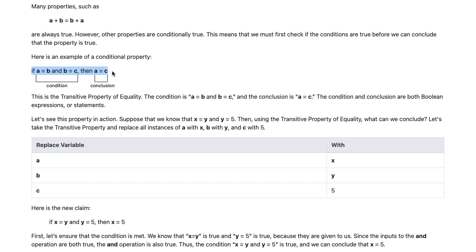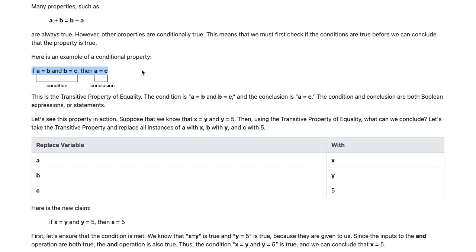If a is equal to b and b is equal to c, then a is equal to c. This is the transitive property of equality. The condition is a is equal to b and b is equal to c, and the conclusion is a is equal to c. The condition and conclusion are both Boolean expressions or statements. Let's see this property in action.